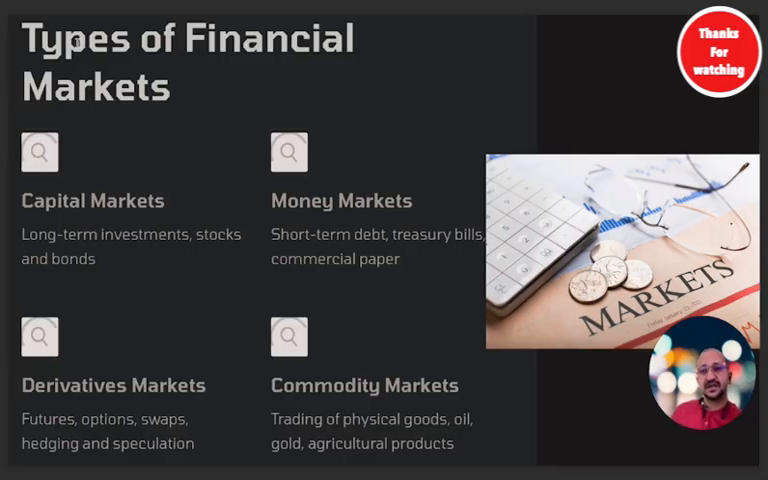This is the first thing. Now, financial markets also have subcategorizations: capital markets, money markets, derivatives, and commodities.